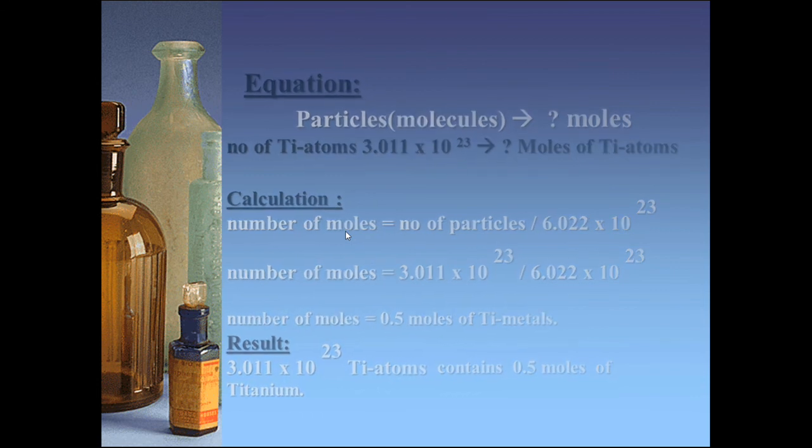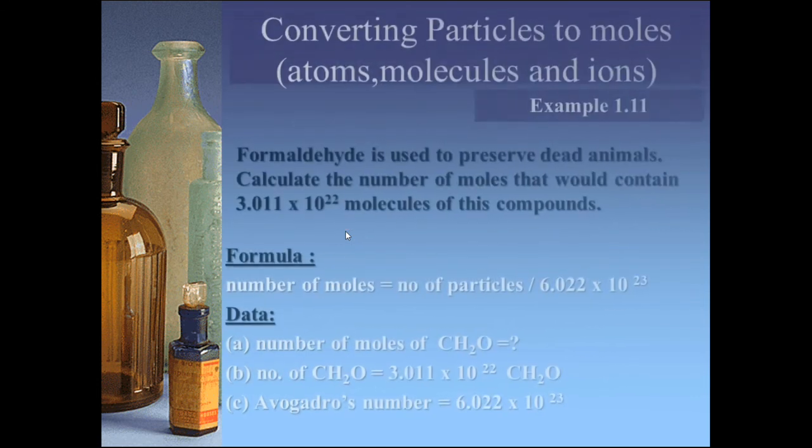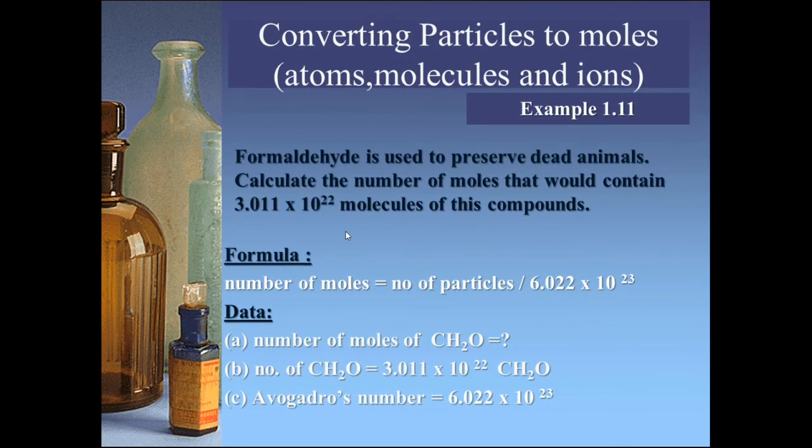Another example: converting particles to moles, atoms, molecules, and ions. Example 1.11. Formaldehyde is used to preserve dead animals. Calculate the number of moles that would contain 3.011 × 10^22 molecules of this compound. Formula: number of moles is equal to number of particles divided by 6.022 × 10^23.